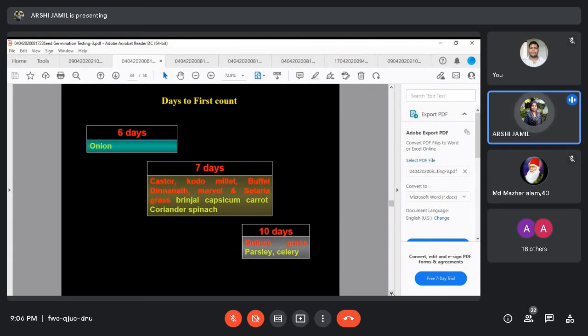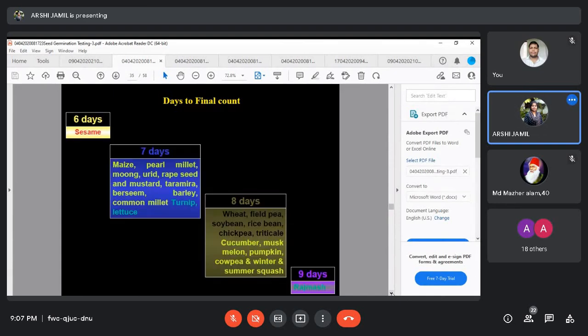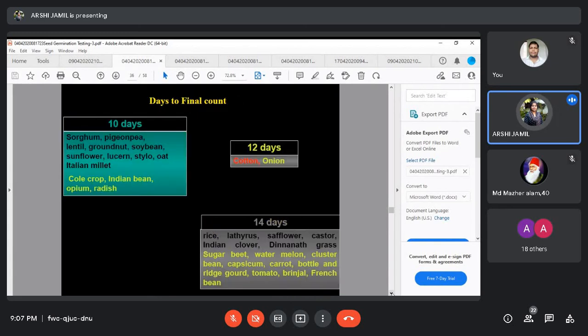Then crops like parsley and celery have 10 days for first count. For the final count, we have 6 days in case of sesame. In case of pearl millet and maize, it is 7 days. For chickpea and cucumber, it is 8 days. For rajma, the final count is on the 9th day.